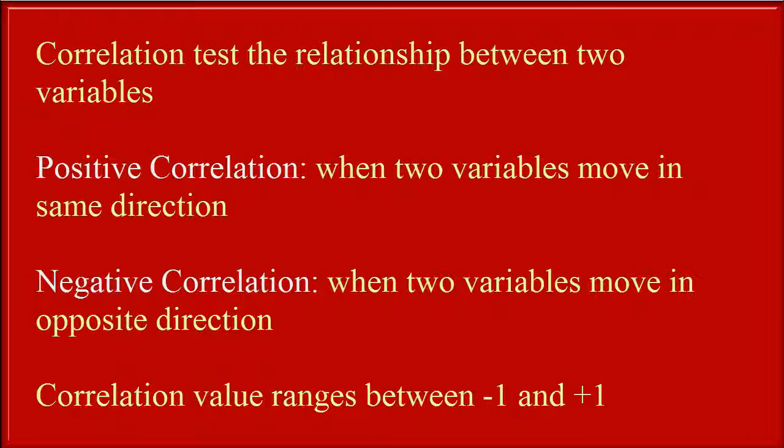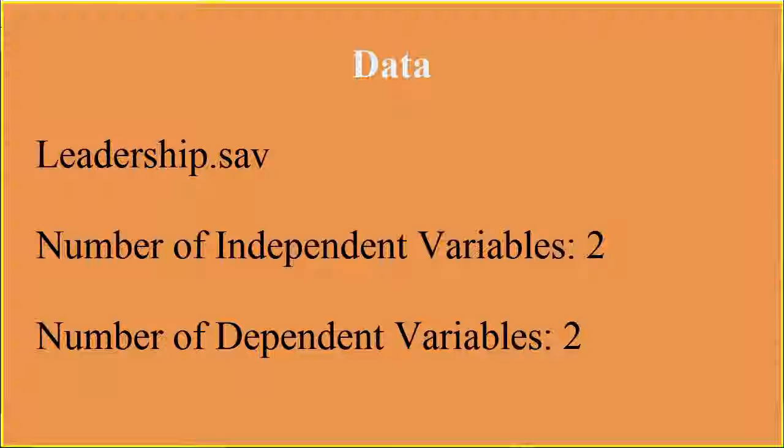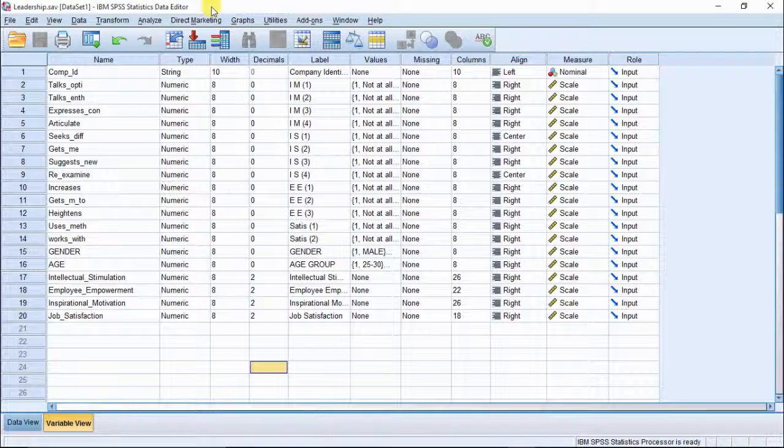The correlation value ranges between -1 and +1. Open the file leadership.sav. This file contains data from a survey conducted in a large information technology company. A questionnaire was used to source this data.